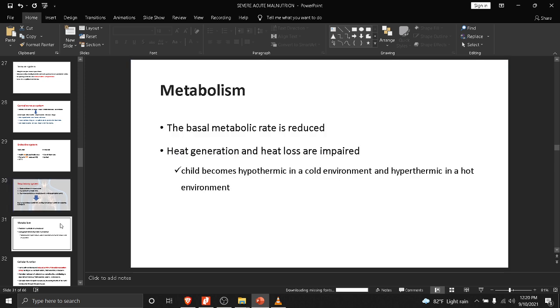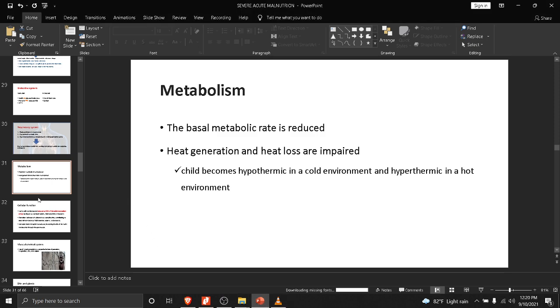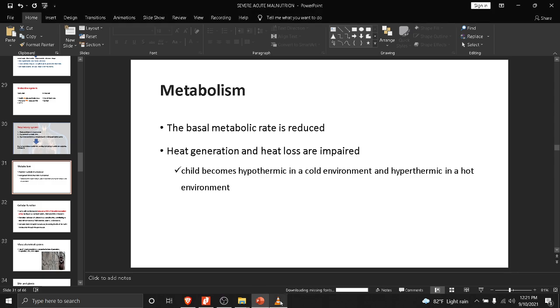And then comes the metabolism. The basal metabolic rate is reduced and heat generation is therefore impaired. So the children are more prone to hypothermia, in very low temperature environments.